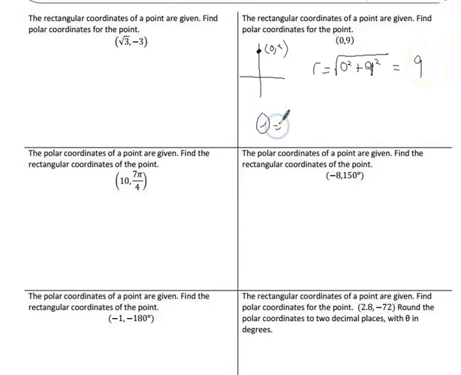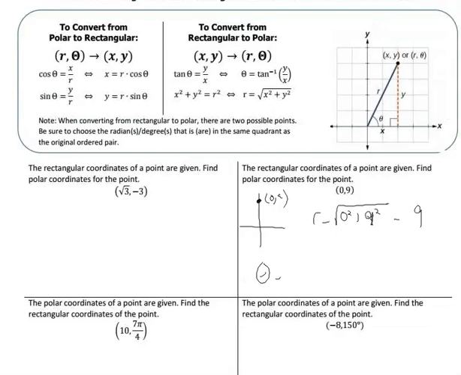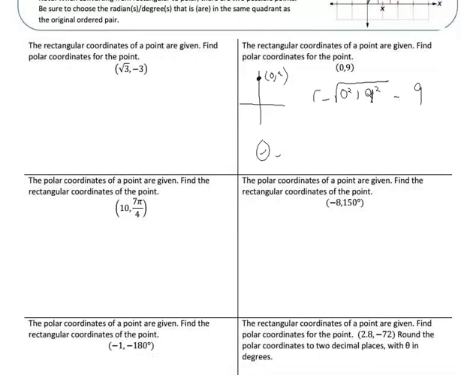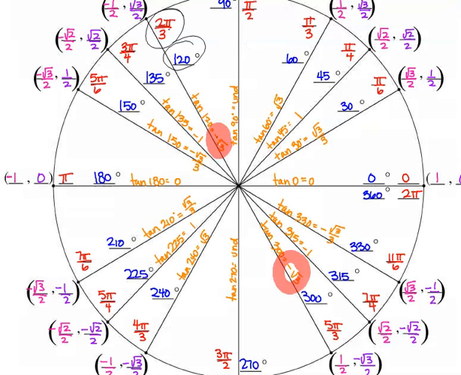Theta, if we look back at the top, theta is inverse tangent of y over x. So theta is equal to the inverse tangent of y over 0. Well, we can't divide by 0. That's undefined. So we're looking for when tangent is undefined. Well, let's go to our unit circle. And we know it's up here. So tangent is undefined at 90 degrees, or pi over 2.